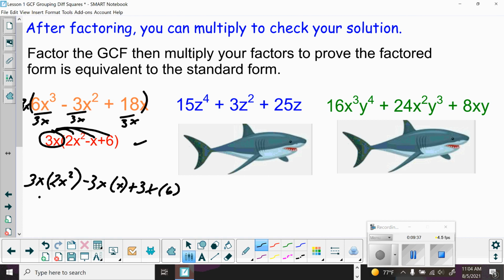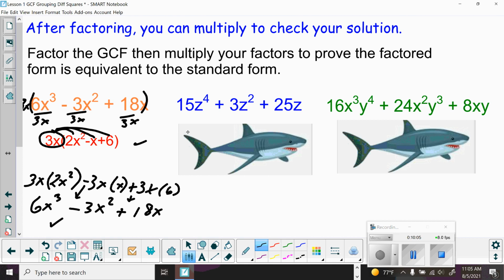3 times 2 is 6. X times x squared is x cubed minus, this just comes down, 3. X times x is x squared. Plus comes down. 3 times 6 is 18, and I have an x. This answer should be the same as what I started with, and it is, so it checks.